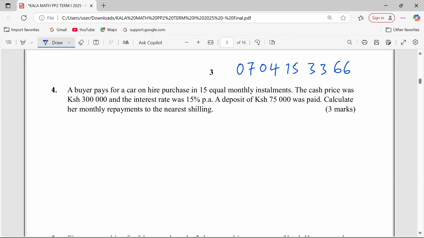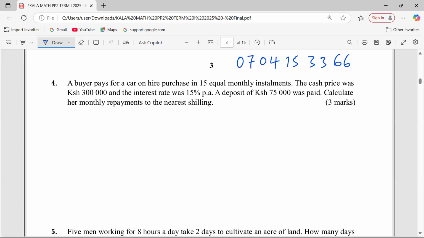So this is what shall happen. We are already having the deposit that was made. So what is the balance? Now the balance is the one that will earn some interest. Such interest is called the carrying charge. So let's get the balance first. After the down payment, or rather the deposit of 75,000, what are we getting as the balance? So the balance is 225,000 Kenya shillings.